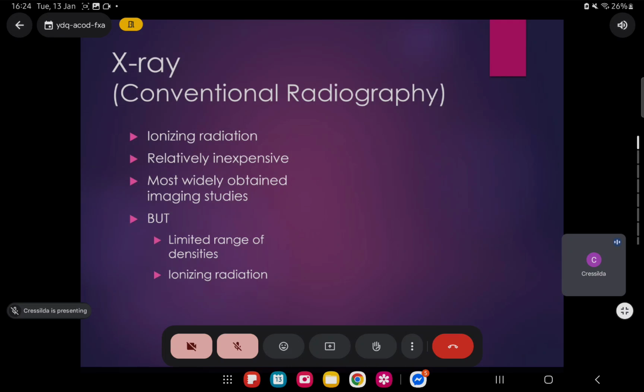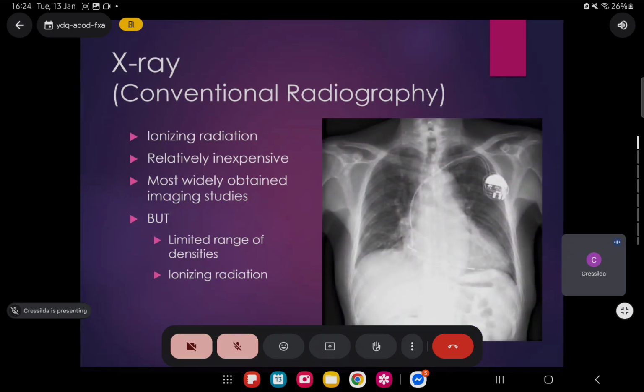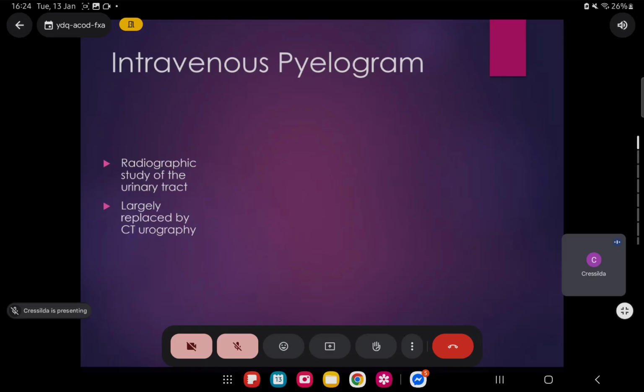However, there are disadvantages. This includes a limited range of densities. We can only see air, fat, soft tissue, bone, and metallic structures. We can also see contrast material. It is also radiation emitting, so we do have that radiation risk. So again, here is our very famous and very popular chest X-ray.